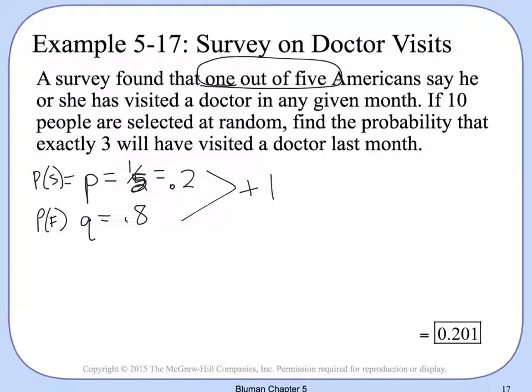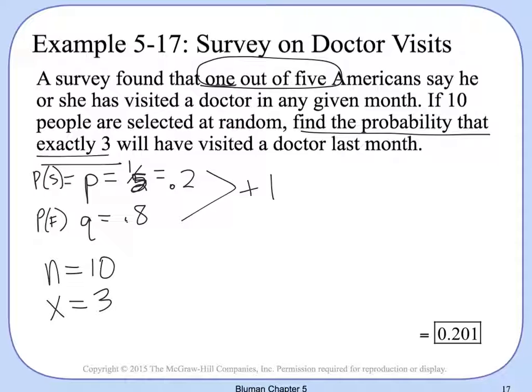Number of trials. What do you think number of trials means? How many people? That's the big number. So N is what? 10. N equals 10. And we need to find the probability that exactly 3. So we're finding the probability that X is equal to 3.